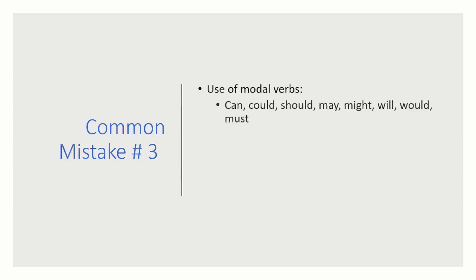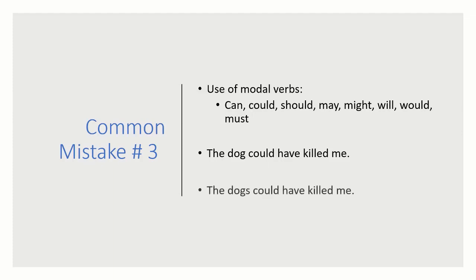Common mistake number 3, use of modal verbs. So if you're using can, could, should, may, might, will, would, or must, the dog could have killed me. The dogs could have killed me. So we're not changing it there. So logically, you should think it should be the dogs could kill me, or the dog coulds have killed me. But because we are using these modal verbs, we're not changing it there.